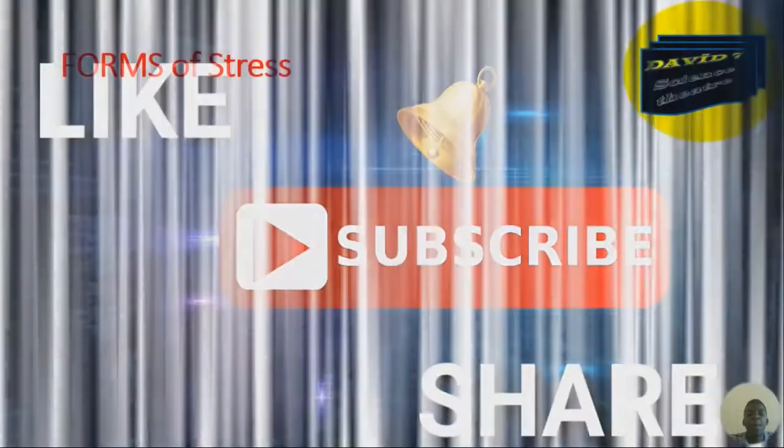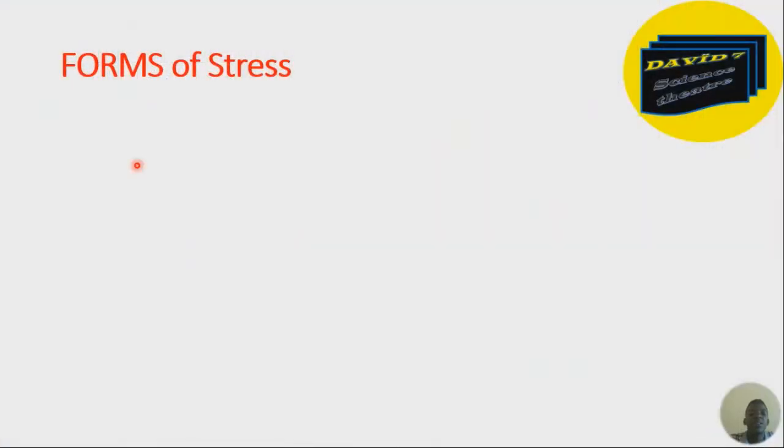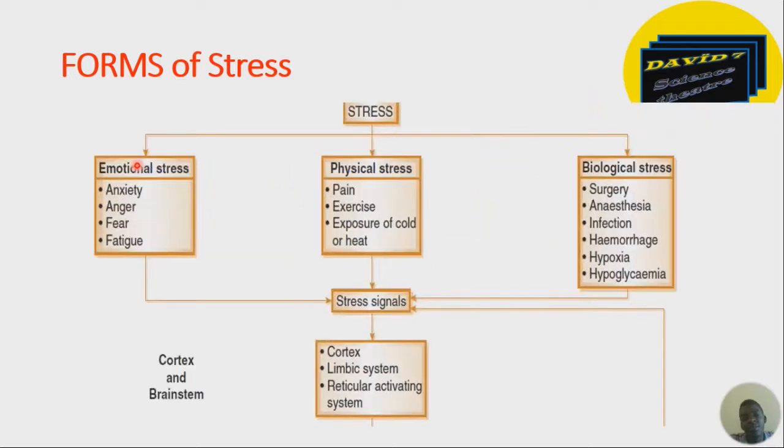Okay, forms of stress. That's what I want to start with. Stress occurs to the body. Stress takes different forms. It can be emotional, it can be physical or biological.